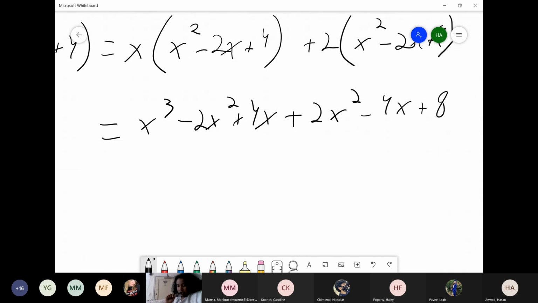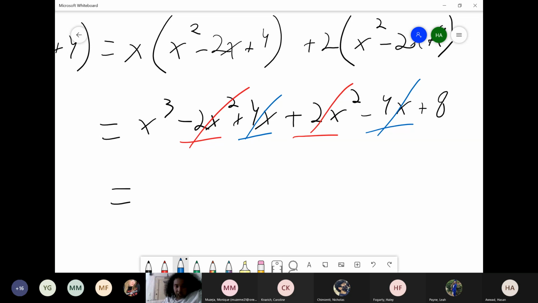And we notice that a lot of stuff is going to cancel. We have this negative 2x squared and the positive 2x squared, so we know that these are just going to go away. We have this plus 4x and this minus 4x, so these are also going to go away. And what we end up with is x cubed plus 8.